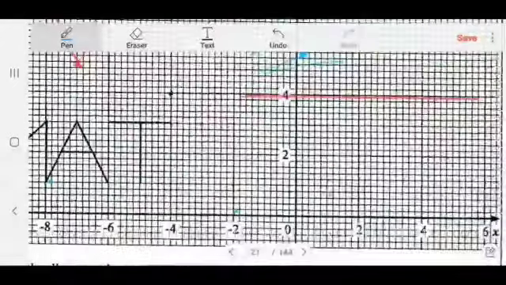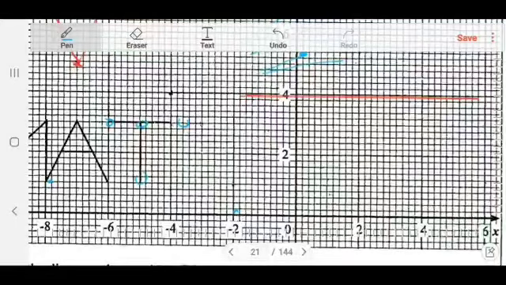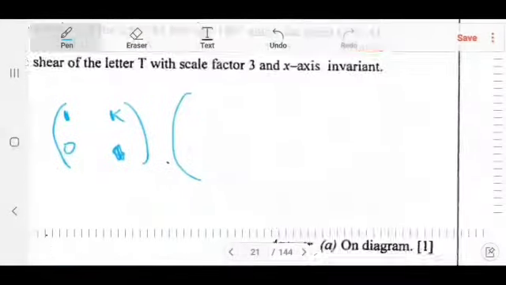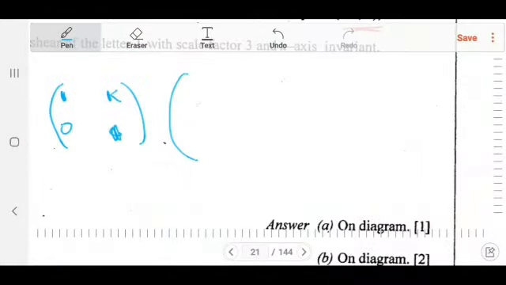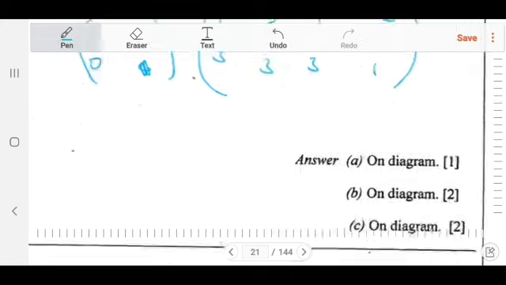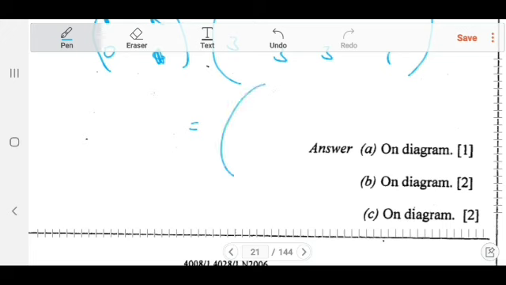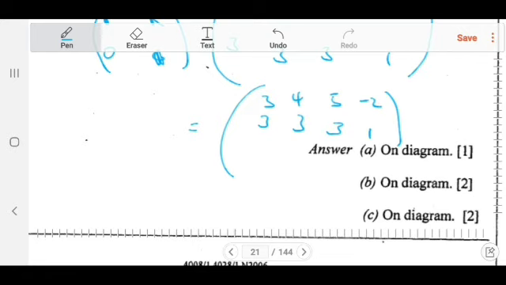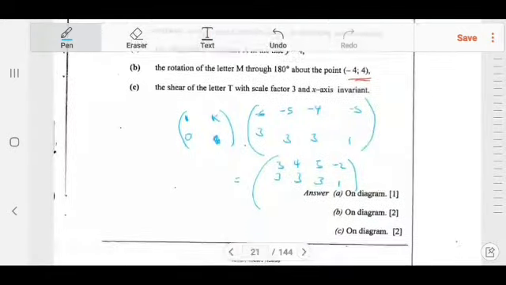So the points of T we have this one, and this one, and this one. So let me write them here. We have minus 6, 3, minus 5, 3, minus 4, 3, then minus 5, 1. After multiplying these ones, we are going to get new points, which are 3, 3, 4, 3, 5, 3, and negative 2, 1. Then you resketch your letter. Then you'll be done with that one.